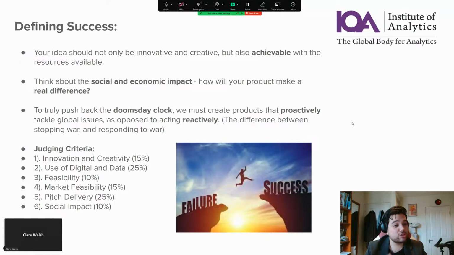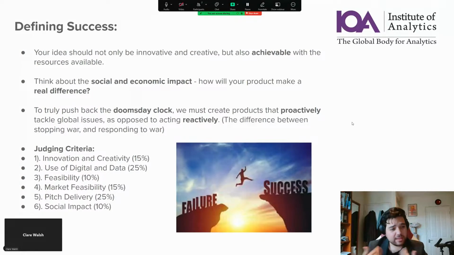You need to also think about the social and economic impact of your products. It may be great for the environment, it may be great for peace, but will it have any side effects? Will it have any negative impact on certain demographics? How will your product make a real difference in the long run?